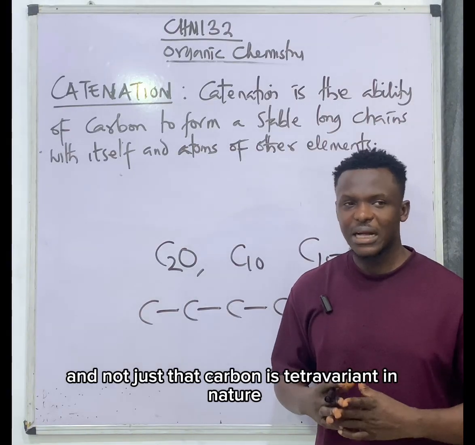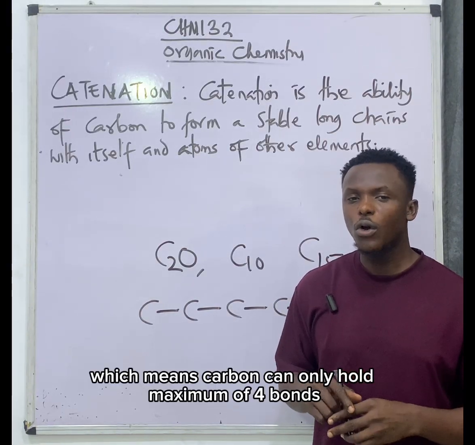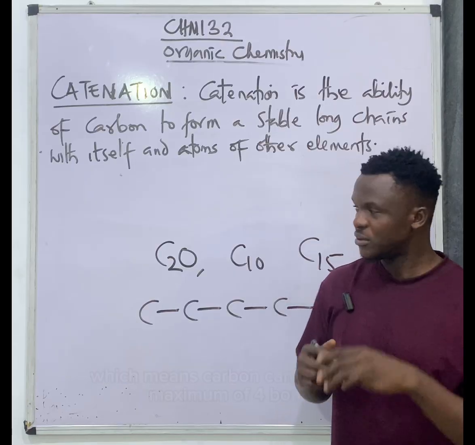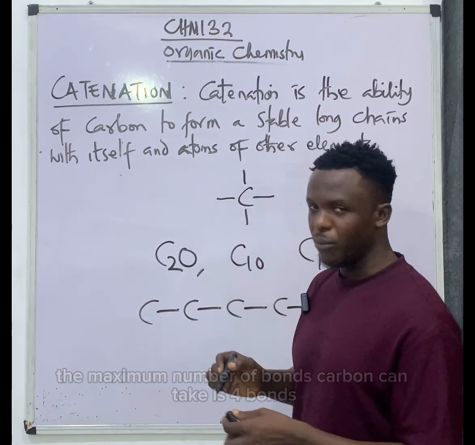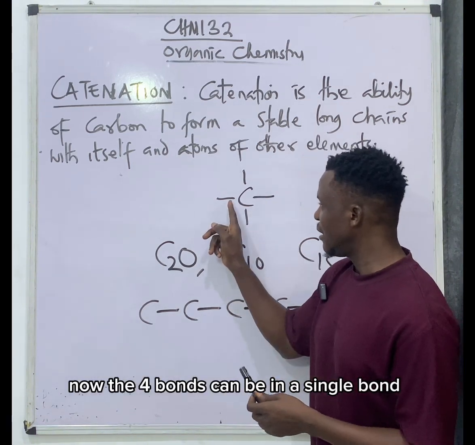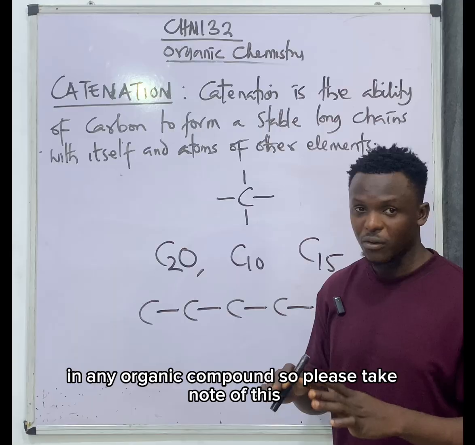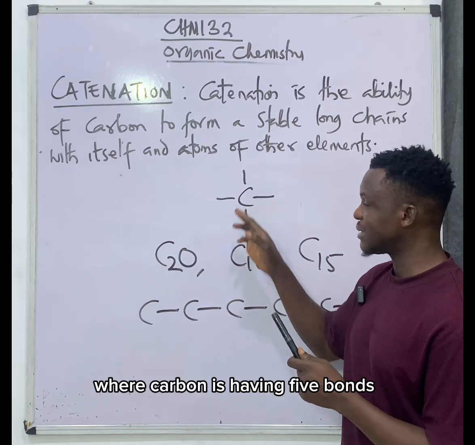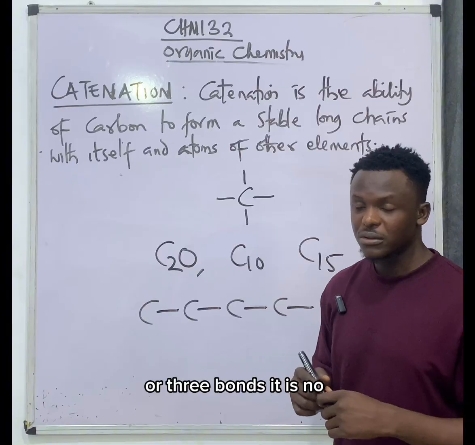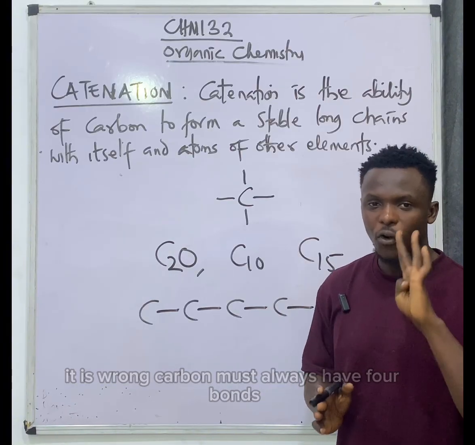And not just that, carbon is tetravalent in nature, which means carbon can hold a maximum of 4 bonds, right? The maximum number of bonds carbon can take is 4 bonds. You can never see carbon hold more than 4 bonds in any organic compound. So please take note of this, so that in case you see a compound where carbon is having 5 bonds or 3 bonds, it is wrong. Carbon must always have 4 bonds.